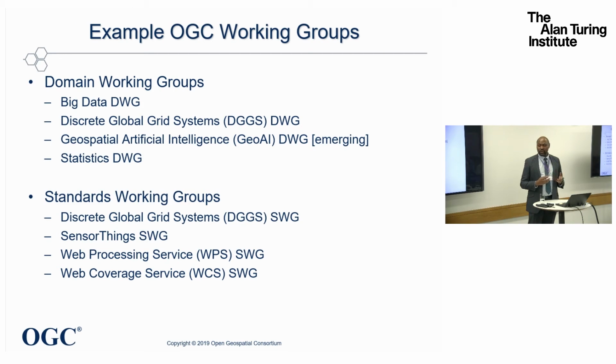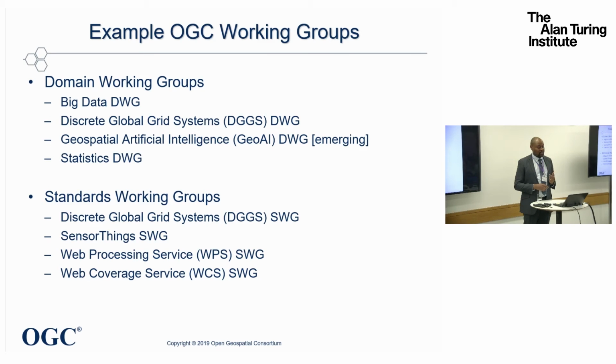groups. I mentioned earlier on that we have about 60 working groups. Half of those are domain working groups that focus on thematic areas. The other half are standards working groups that focus on specific standards. This slide shows some of those that I think might be of interest to the data science community. There's a big data DWG, or big data domain working group. There's a Discrete Global Grid Systems DWG. You recall I mentioned DGGS and the relation to multidimensional arrays and so on.